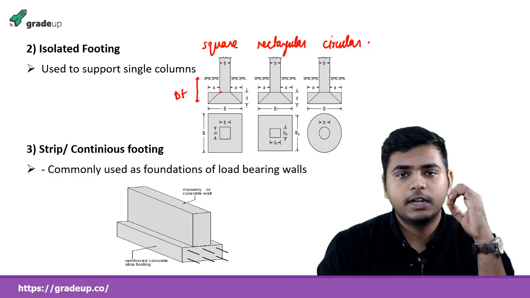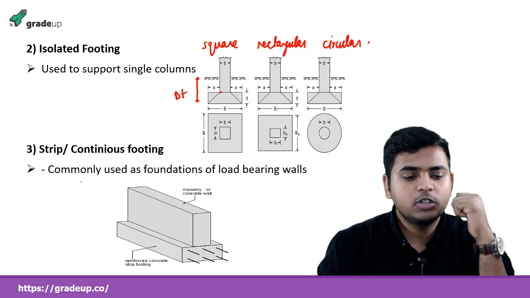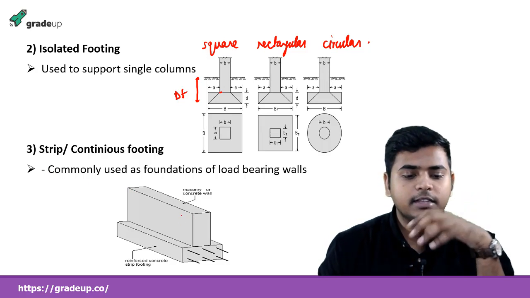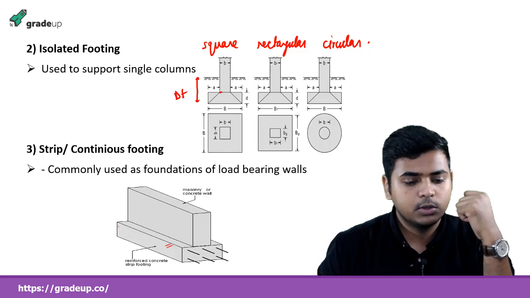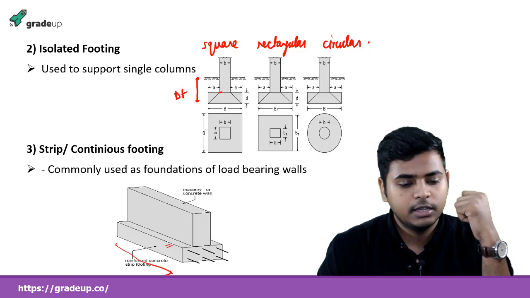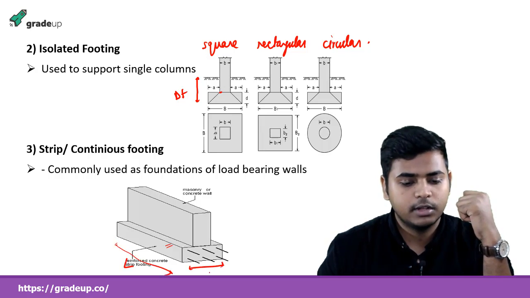The concept of ultimate bearing capacity. Now this is commonly used as foundation for load bearing walls. Now this is a load bearing wall and this is the foundation. Okay, so this is a reinforced concrete strip footing, as you can see, and here you can see this is the length, L, and this is the width, that is B.